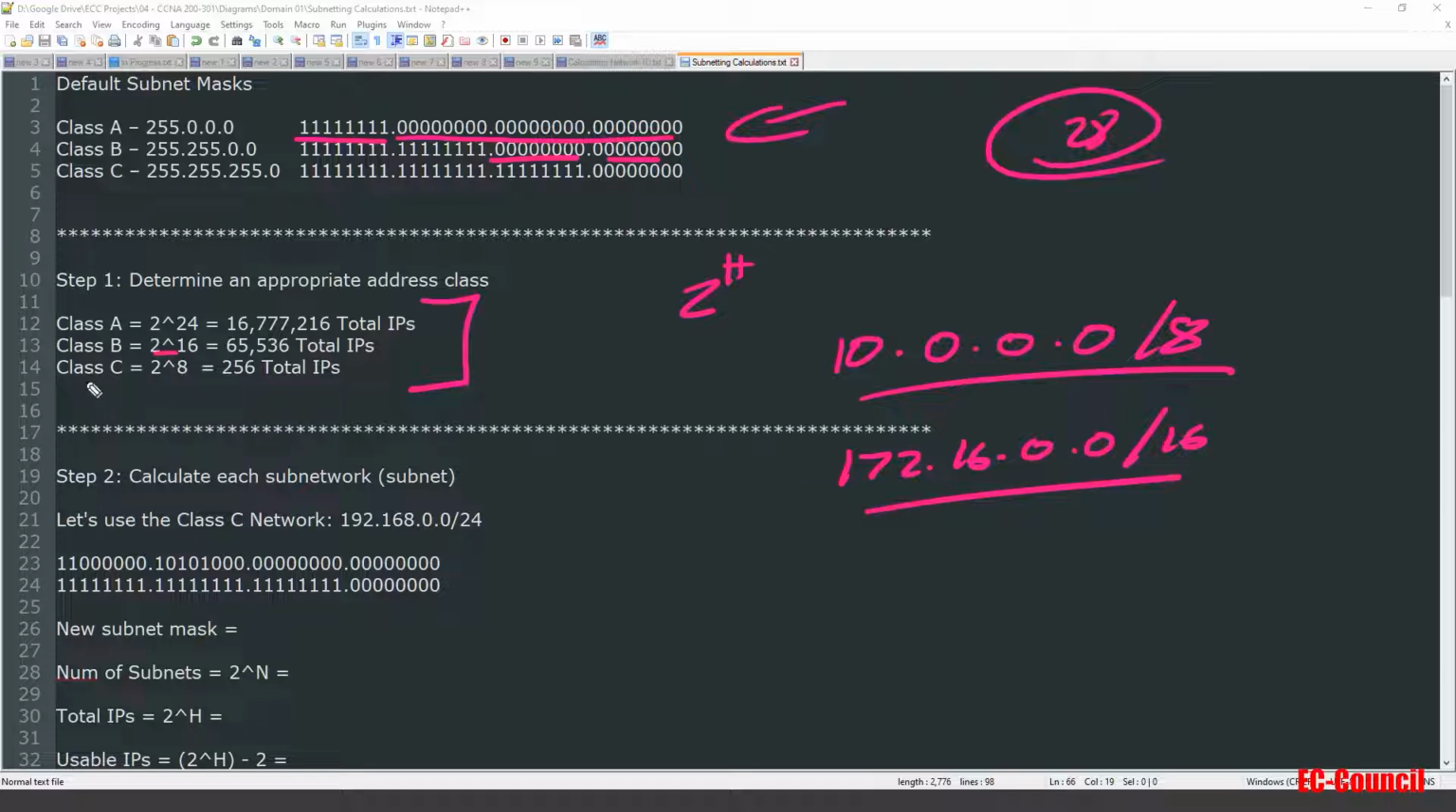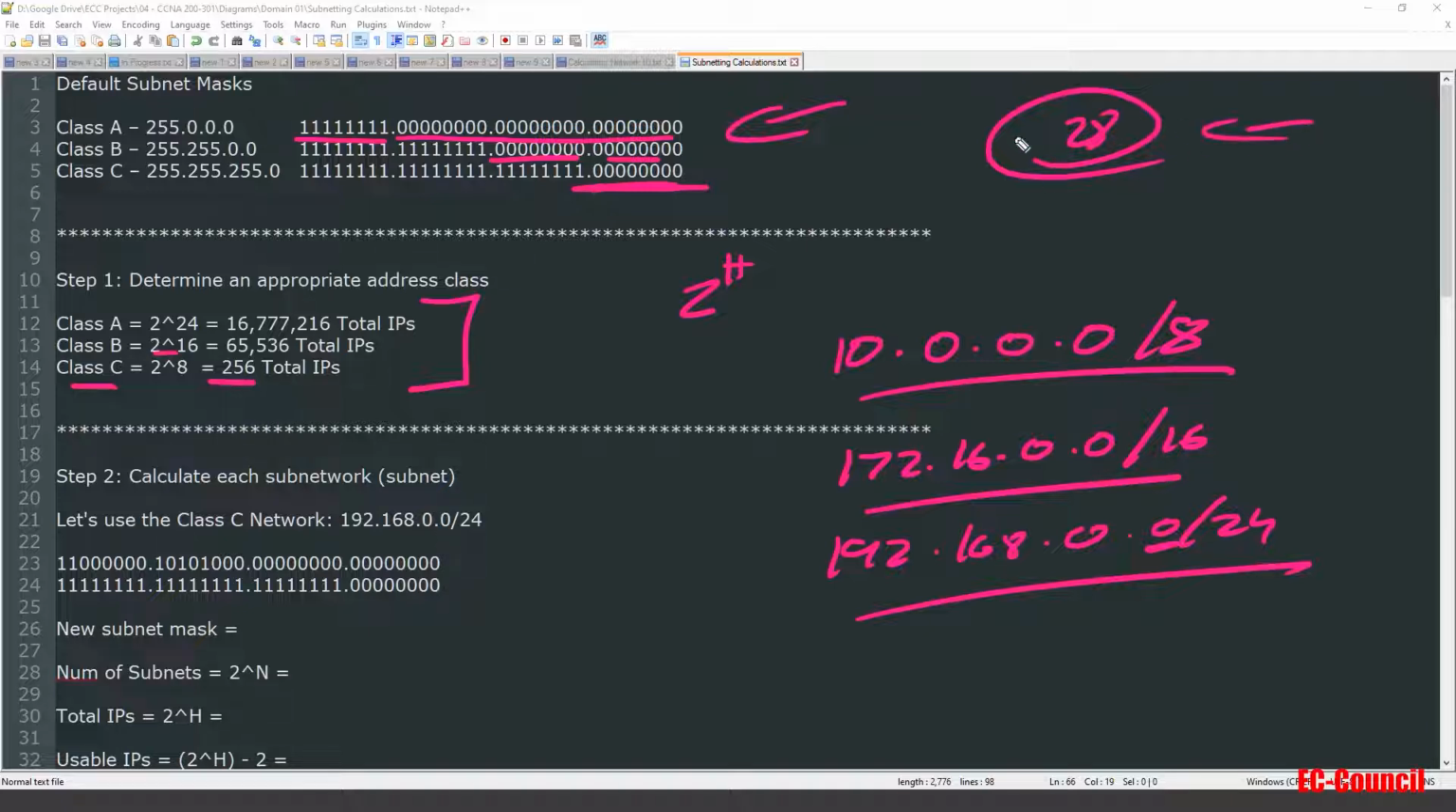But let's take a look at the Class C. The Class C subnet mask only has the last 8 bits for the host portion. So let's say we use an address like 192.168.0.0/24. Since we convert this last octet, which is this one here, to binary, we have 8 zeros. So 2 to the power 8 will get 256. Now, our largest network in our diagram requires 28 host IPs.